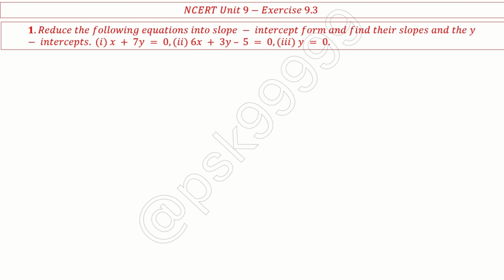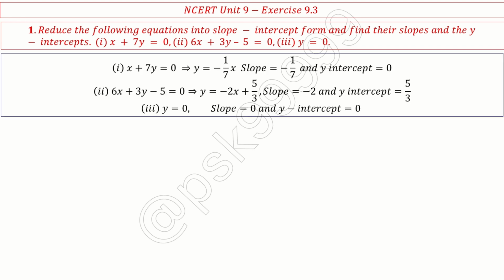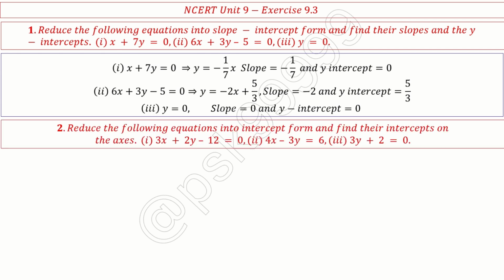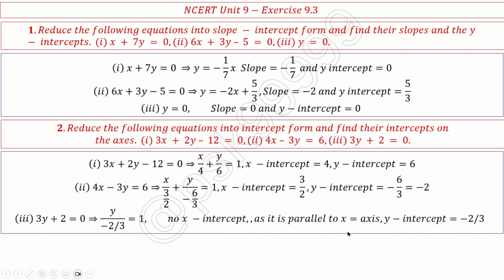Exercise 9.3. Reduce the following equations into slope-intercept form and find their slopes and the y-intercepts. This is a straightforward question. You write it in y equal to mx plus c format, then you will get both values. Do it yourself. Reduce the following equations into intercept form and find their intercepts on the axes. So you have to convert into x by a plus y by b equal to 1 form. Do it yourself. A is the x-intercept, b is the y-intercept, and make sure that you get 1 on the other side, not -1. Okay, next.